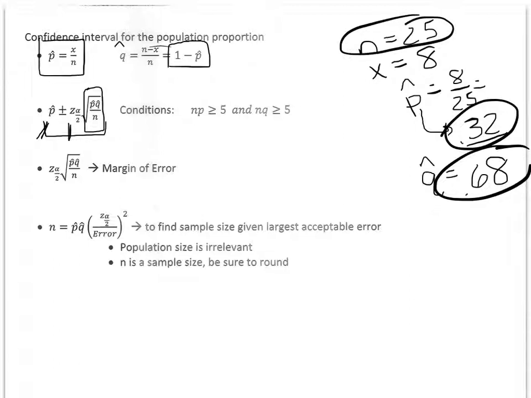We do have some conditions though. n times p must be greater than 5 and n times q must be greater than 5. Basically what we're saying here is the number of people that fit into this category has to be 5 or more. The number of people who fit into this category has to be 5 or more. In this case, we had 8 freshmen. That's bigger than 5. So the other ones must be 17. That's bigger than 5. So this would be true for our confidence interval.